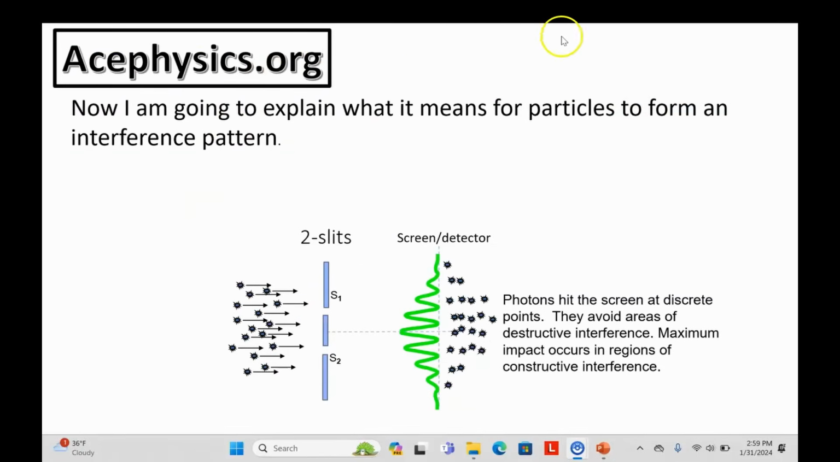Now I'm going to explain what it means for particles to form an interference pattern. This is the barrier with two slits. And imagine that we're sending a whole bunch of particles in. Photons hit the screen at discrete points. They avoid areas of destructive interference. Maximum impact occurs in regions of constructive interference. When there is total destructive interference, particles never hit the screen at that location.